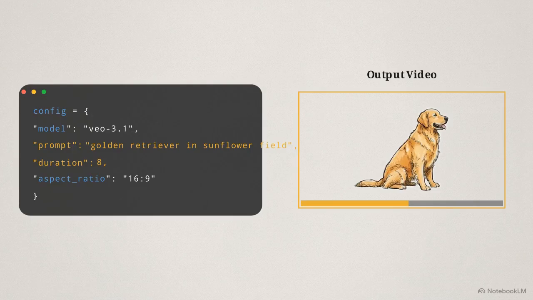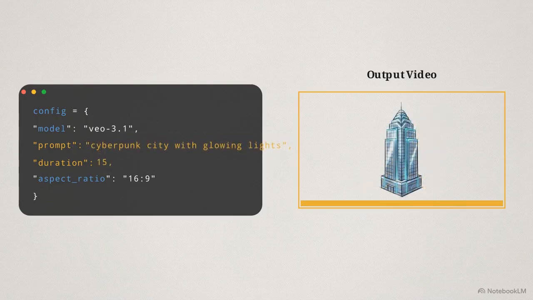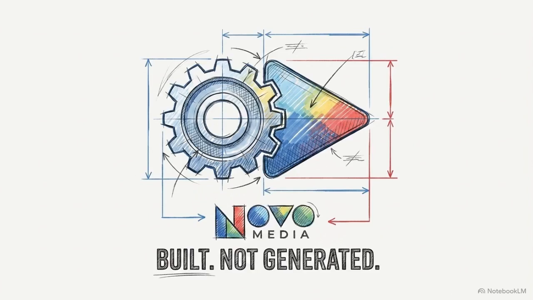Now that the pipeline is working, you can experiment by swapping out the prompts or adjusting the duration in the configuration block. Creating your own automation tools doesn't just save time, it provides a repeatable framework for generating high-quality media on demand.